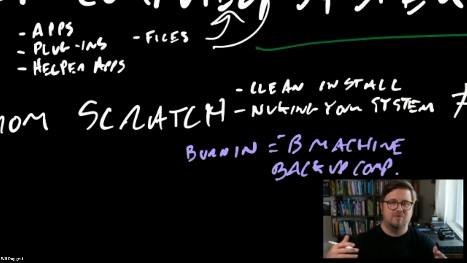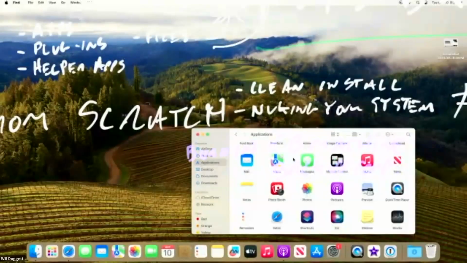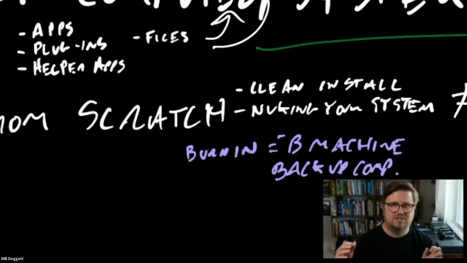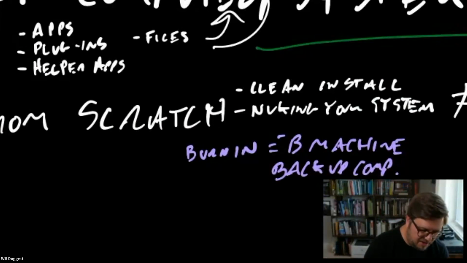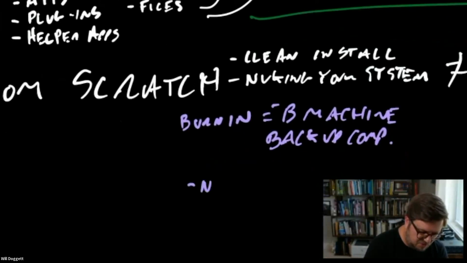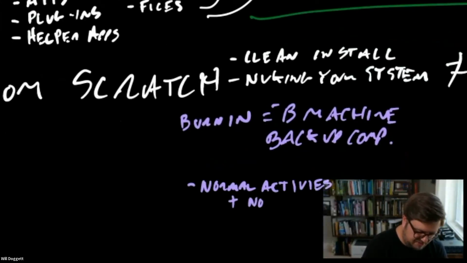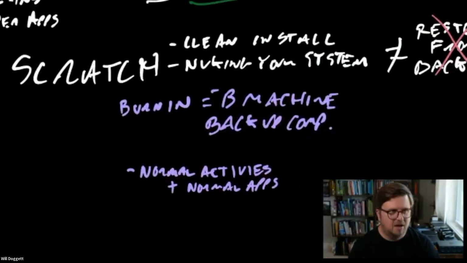I've got downtime before I have to actually do a live playback gig again, so I feel confident taking the B machine of my redundant rig and doing this. It's wiped clean, right? There's nothing on there other than default apps right now, and I'm literally starting from scratch. I'm going to do a burn-in scenario, which is basically normal activities, meaning playback, with normal apps.